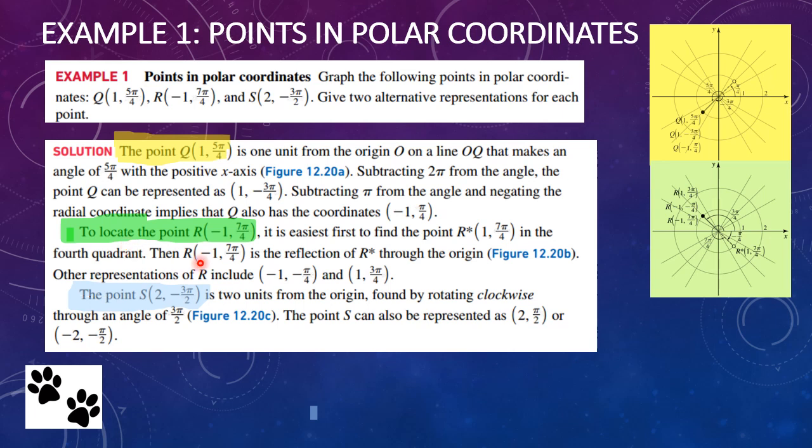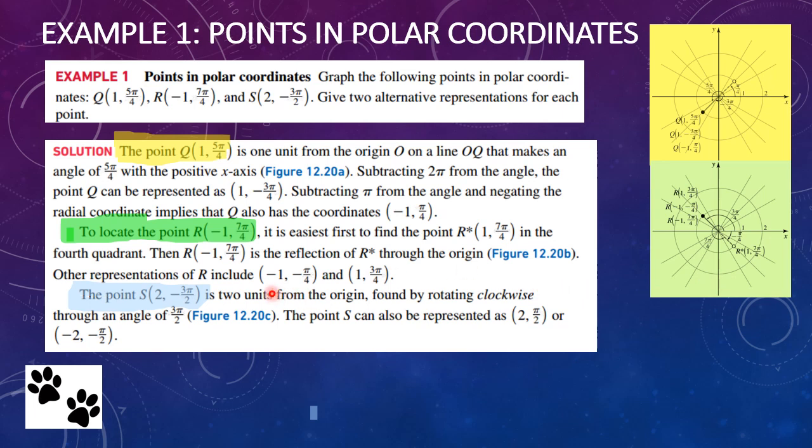To locate the point R, (-1, 7 pi over 4), it's easiest first to find the point R star, (1, 7 pi over 4). Well, 7 pi over 4 is almost completely around, right? It's almost 2 pi, so it's 1 3/4 pi. So we're down here. And then to find the negative 1, we would just subtract pi from that. So it's actually in the second quadrant. So this (-1, 7 pi over 4) is the reflection of R star through the origin. And there you can see R star there. I'm sorry those are a little bit small. I'll try to make them bigger.